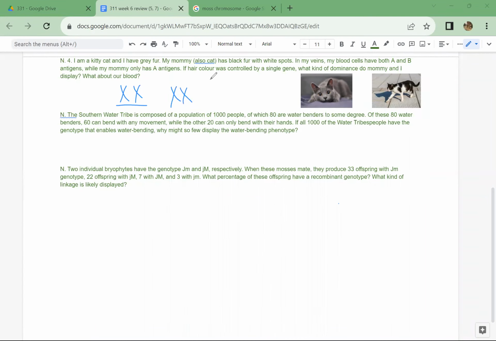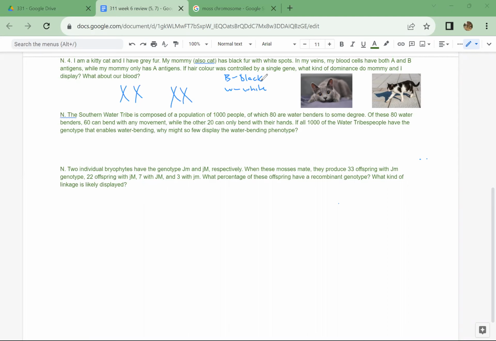Also, I did not articulate that for this hair color locus, there are two available alleles. That is the black allele, which codes for the production of black pigment, and the white allele, which codes for the production of no pigment, which shows as a white hair.